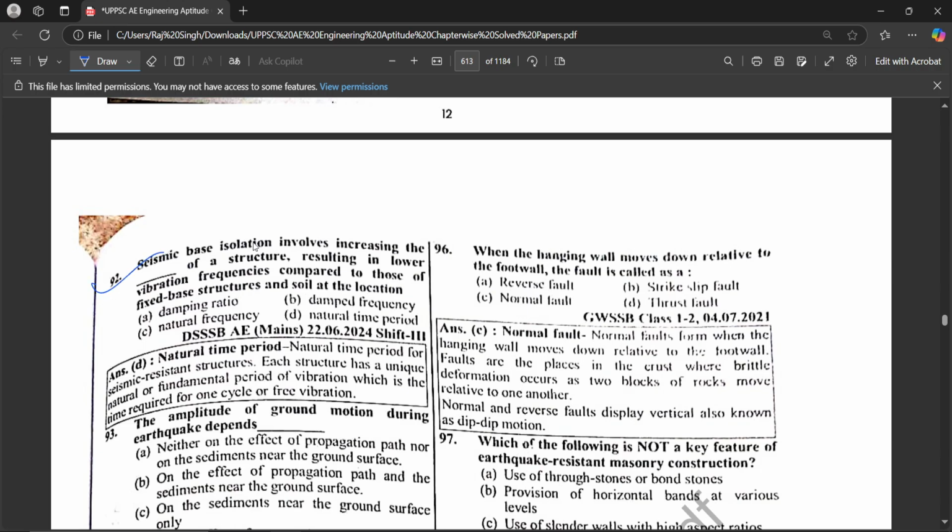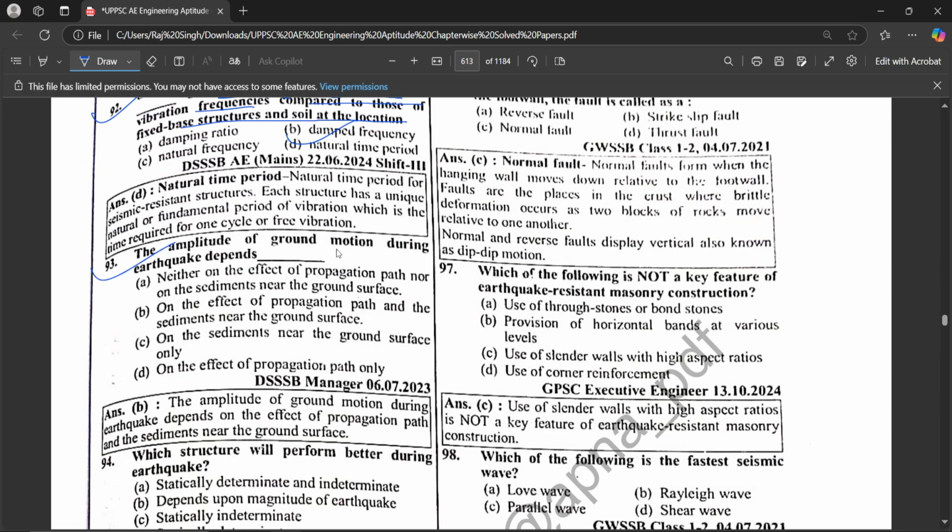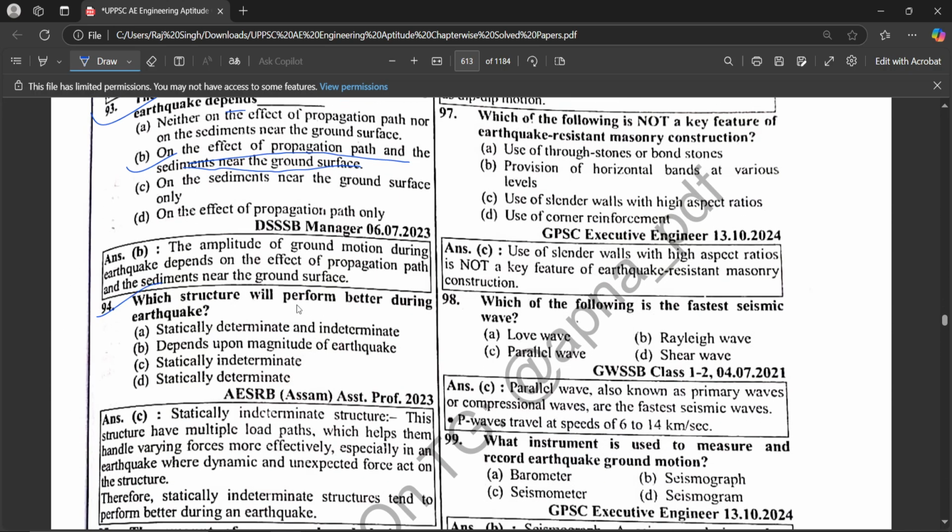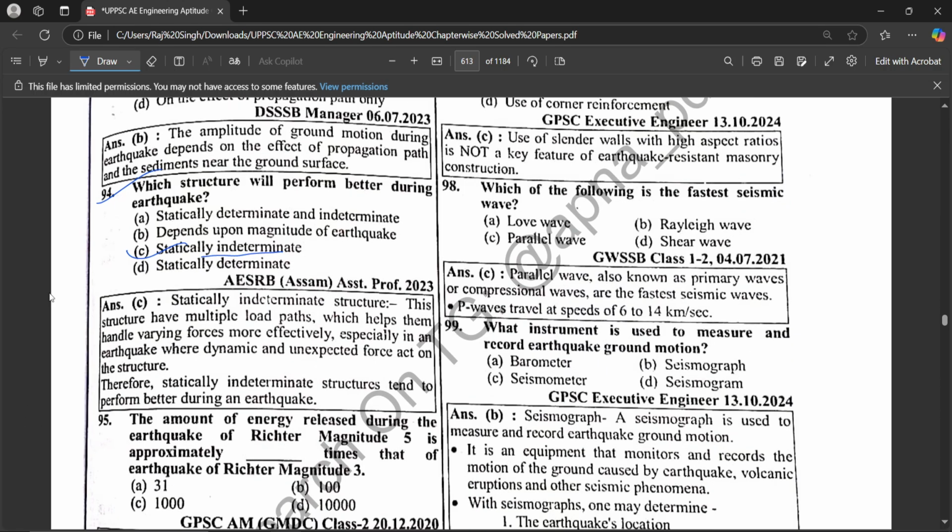Seismic base isolation involves increasing the time period of the structure, resulting in lower vibration frequency compared to those of the fixed base structure and soil at the location in its natural time period. The amplitude of ground motion during the earthquake depends upon the effect of propagation path and the sediments near the ground surface. Which structure will perform better during earthquake is statically indeterminate.